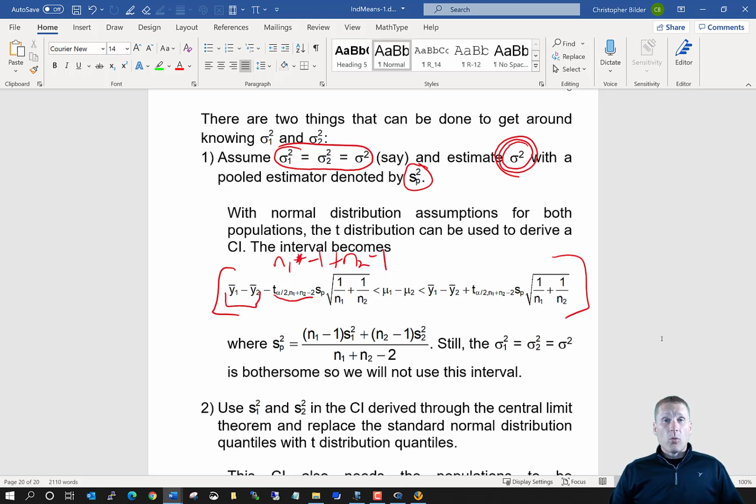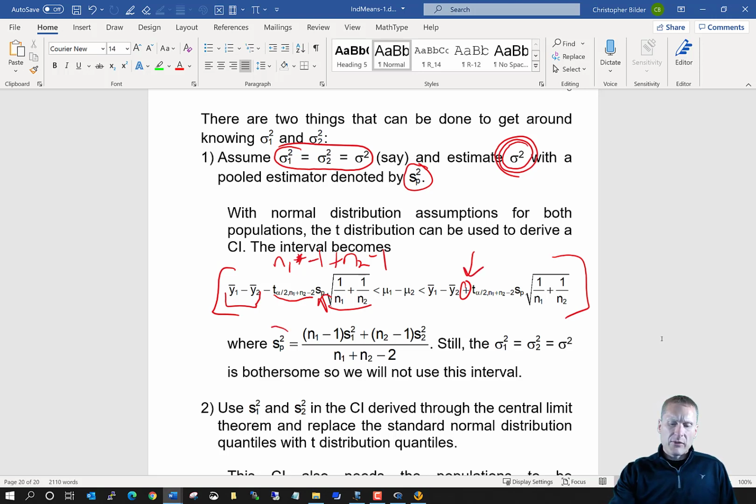Remember, when we only had one population mean, we had n minus 1. So now you can see where this degrees of freedom comes from. Then we have this pooled estimator of, in this case, the standard deviation. And then we have the square root of 1 over n1 plus 1 over n2. On the right-hand side, you have exactly the same thing, but now you have a plus.